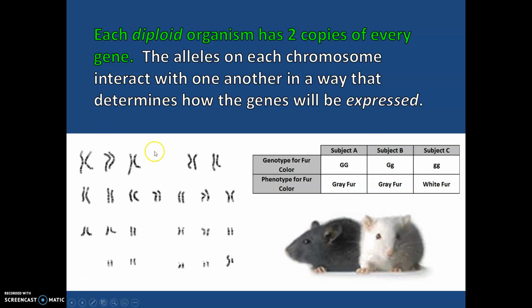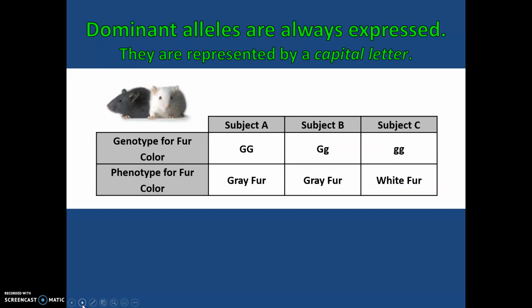So here we have our chromosomes. Here we have some mice that are gray or white. Dominant alleles are always expressed. These are represented by a capital letter. So those would be our dominant alleles. And we have here 2 capitals gives us gray fur, but also 1 capital and a lowercase gives us gray fur. And just having one of those letters will give us the dominant feature.